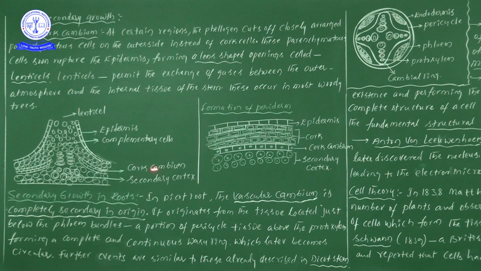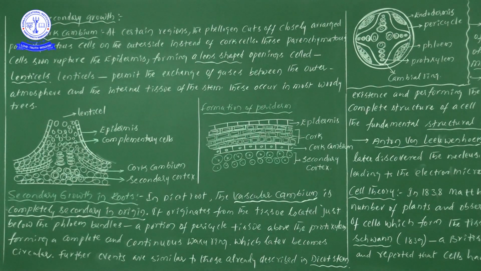Here you see the cork cambium, phellogen, cuts off, and closely arranged parenchymatous cells are present outside instead of cork cells. So all these cells we will be considering, or we can take them, as complementary cells. Okay, complementary cells.